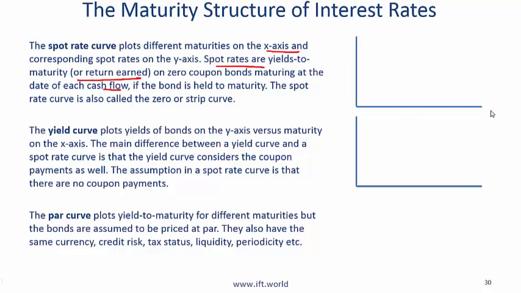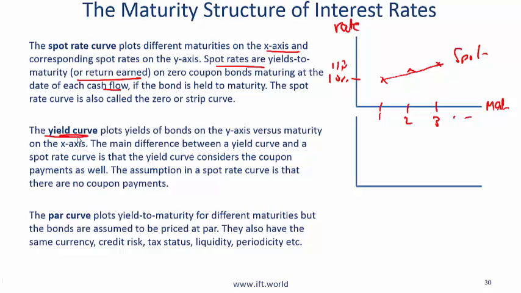So here you have maturities on the x-axis. So you can have a 1-year maturity, 2-year maturity, 3-year maturity, and so on. And then on the y-axis you have the spot rate. So if the annualized rate on a 1-year instrument is 10%, 2-year instrument is 11%, 3-year instrument is say 11.5%, these are all annualized numbers. Then what we are plotting here is the spot rate curve.